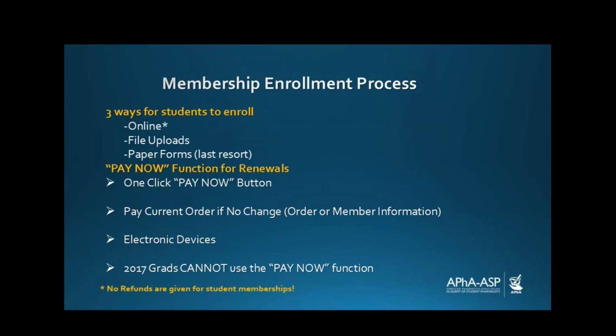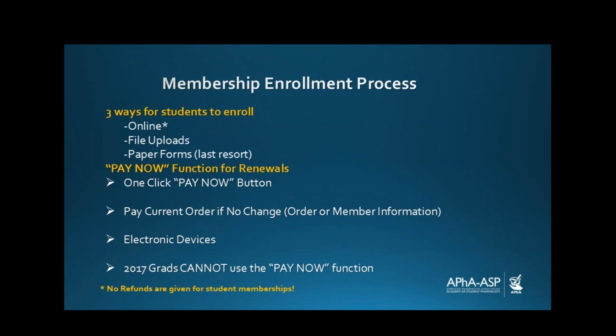We have 3 ways for students to enroll. We prefer students to enroll online, so we want you to encourage all your students to use the online enrollment as the preferred method, but we also give the option of file uploads, which a chapter will be able to submit all of their student names in a spreadsheet that we provide to them, submit it back to us with one form of payment, and we'll upload all of those names into our database. But you have to request this. Your chapter advisor will have to request that option, and then we'll send instructions on how chapters can complete that process.